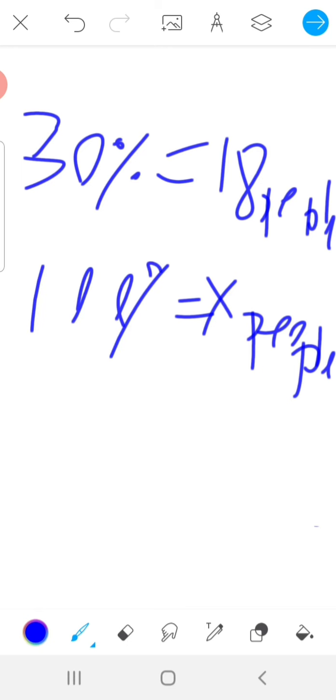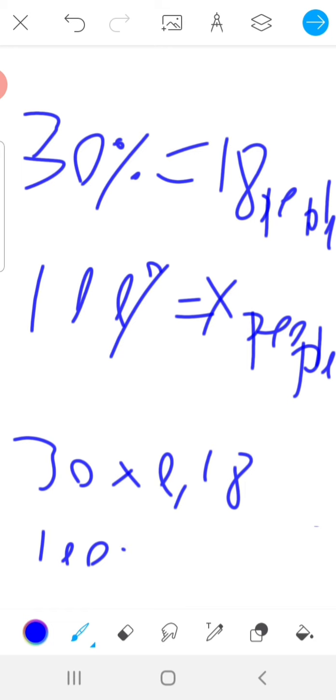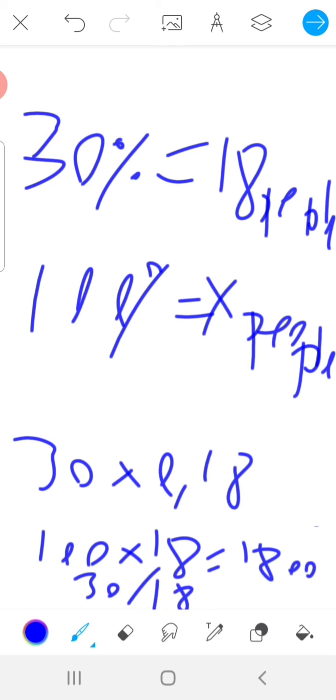Okay, so how I would do this is either through 0.18 times 30 if you do have a calculator, but if not, I would do 100 times 18, which is equal to 1,800. Then I would divide 1,800 by 30. But that's the easier way when we don't have a calculator. But you're going to have a calculator, so just do 0.18 because it's more efficient and it can raise your grade.